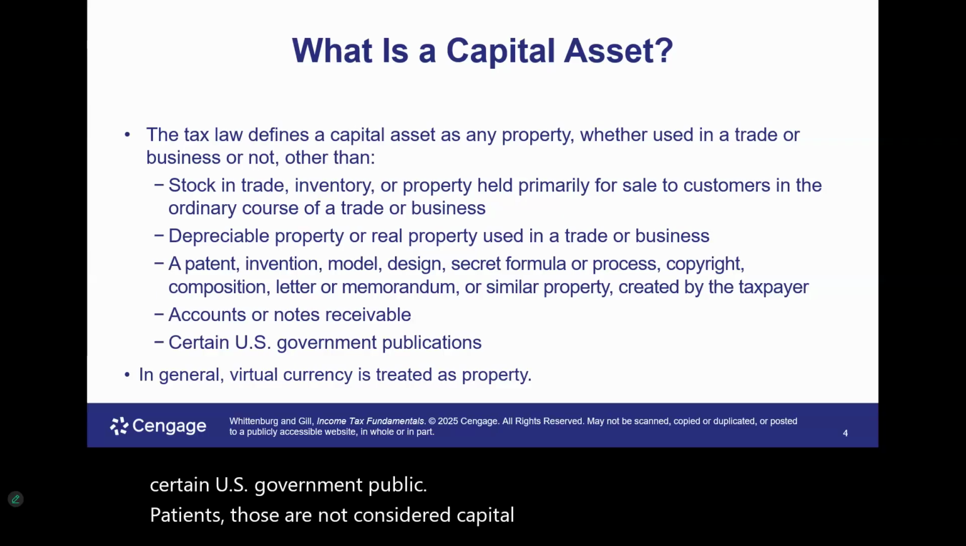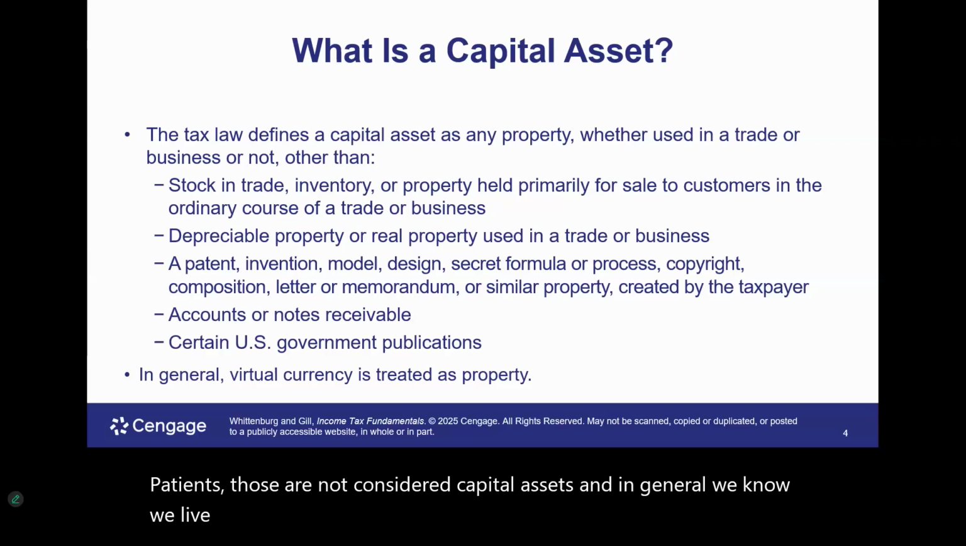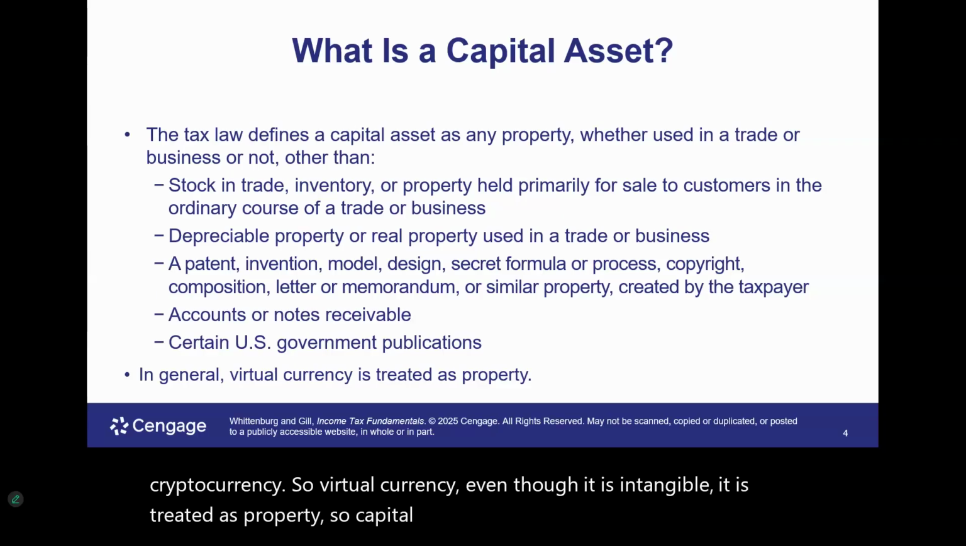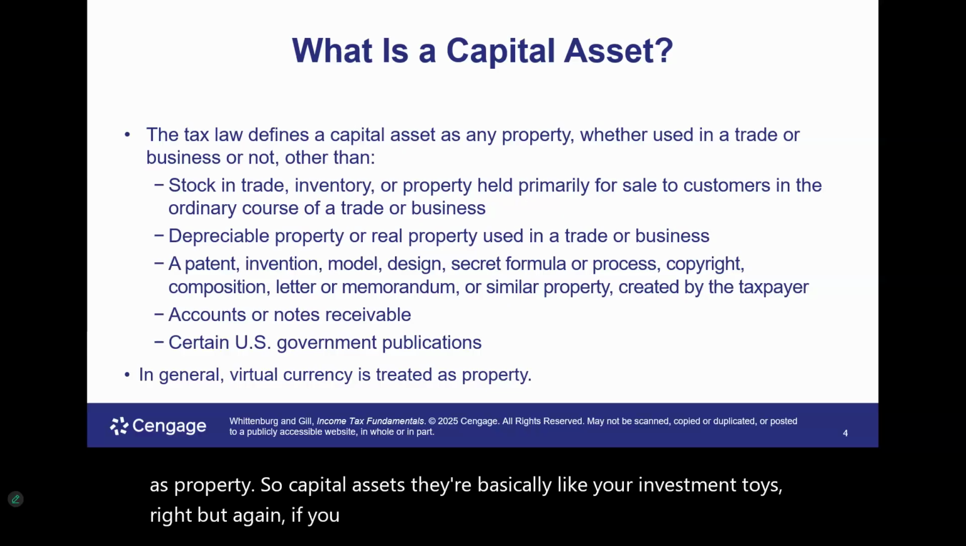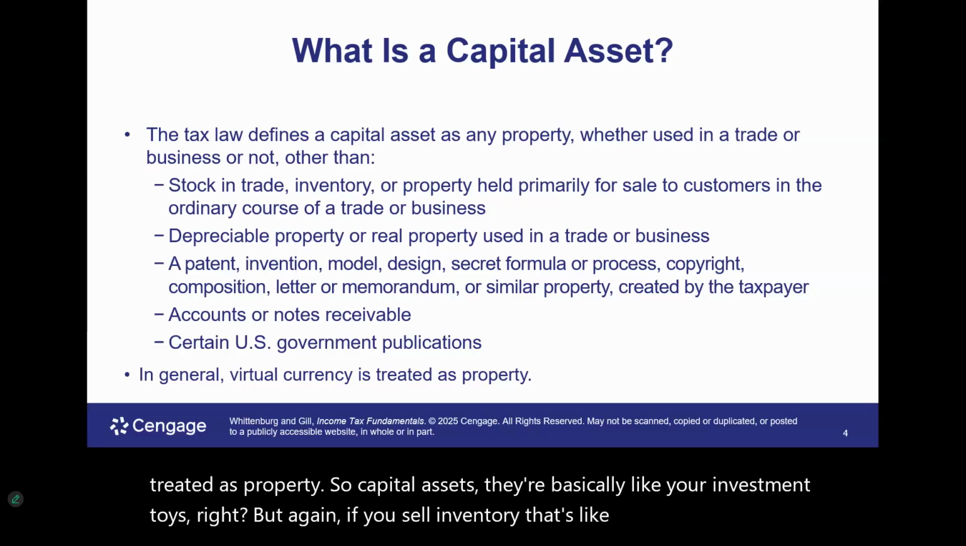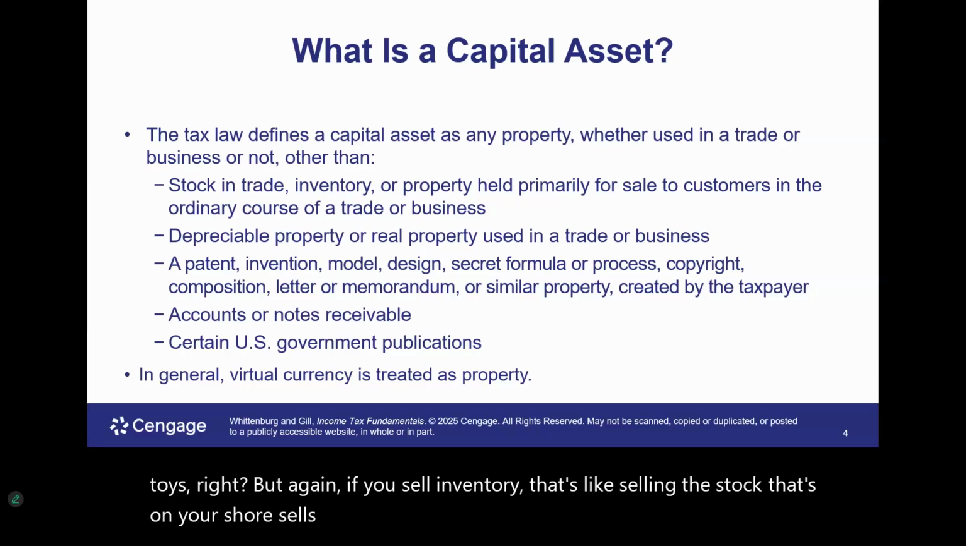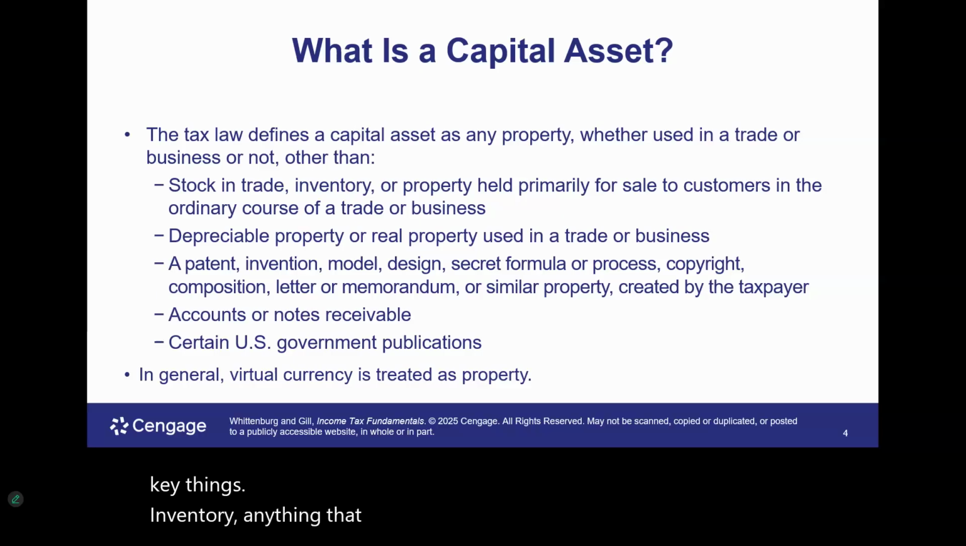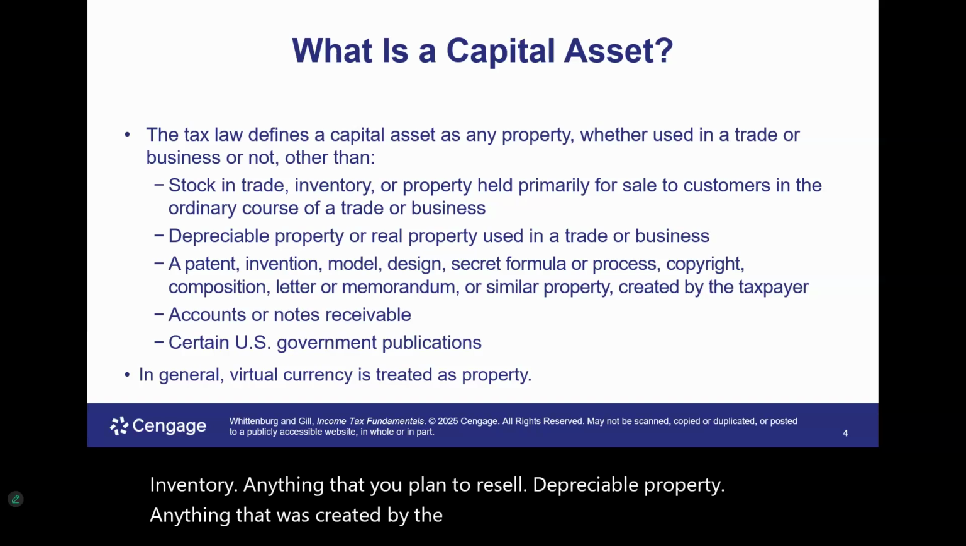And we live in this day and age where there's a lot going on with cryptocurrency. Virtual currency, even though it is intangible, is treated as property. Capital assets are basically your investment toys. But if you sell inventory, that's like selling the stock on your shelves. It's not considered a capital asset. That's one of the key things. Inventory, anything that you plan to resell, depreciable property, anything that was created by the taxpayer, receivables and certain U.S. government publications are not capital assets.